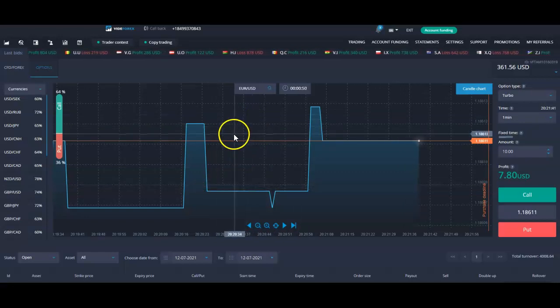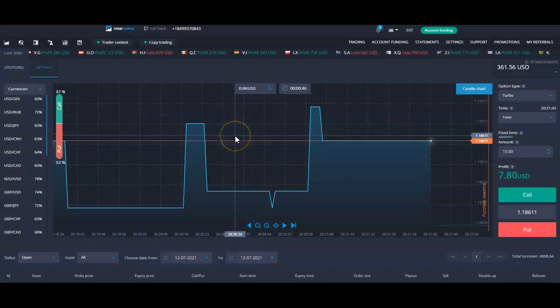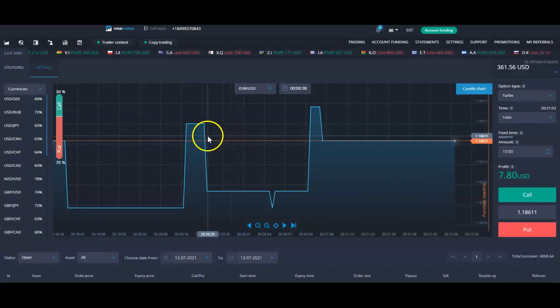Once you get your signature done, you'll be able to start taking trades. Once you upload your driver's license or your ID, identification card, you'll be able to withdraw.